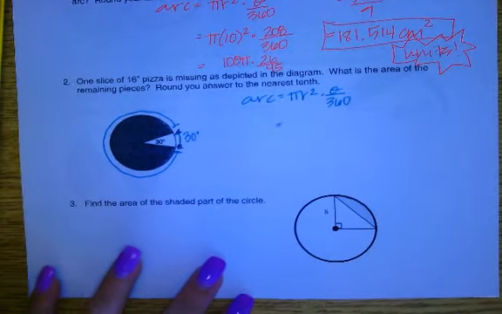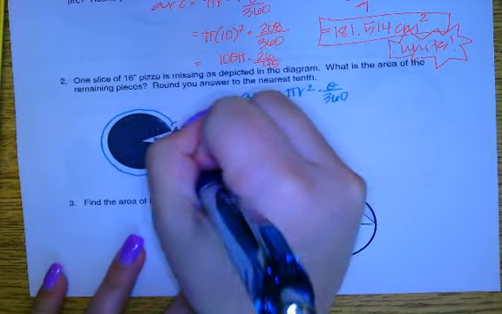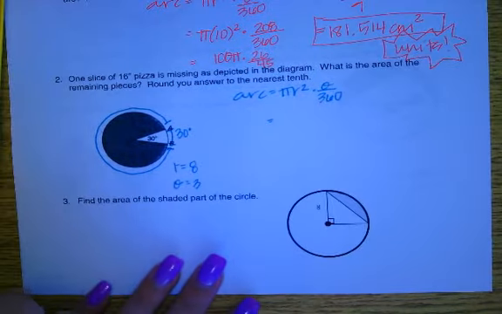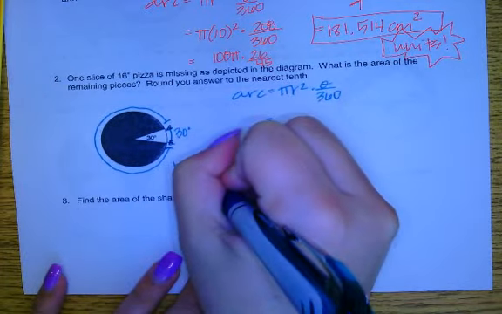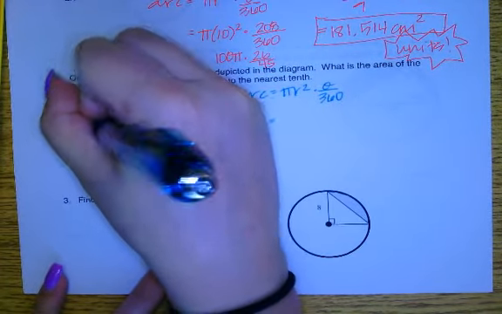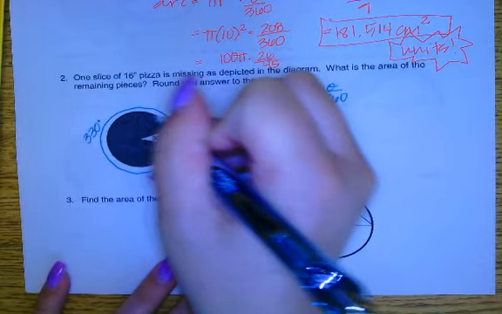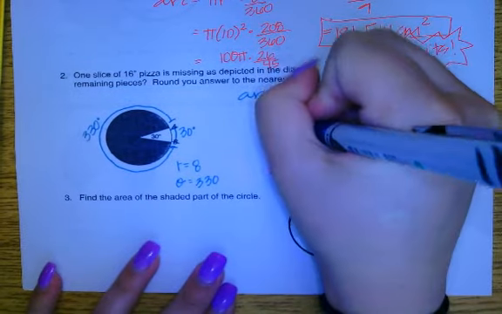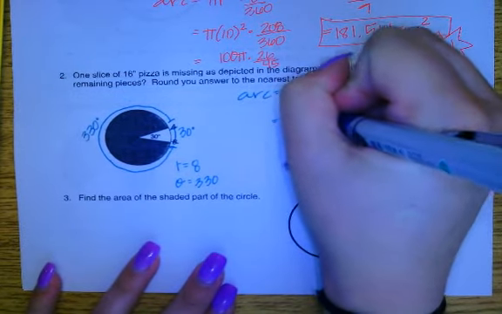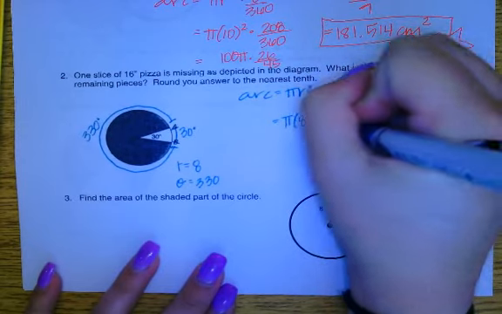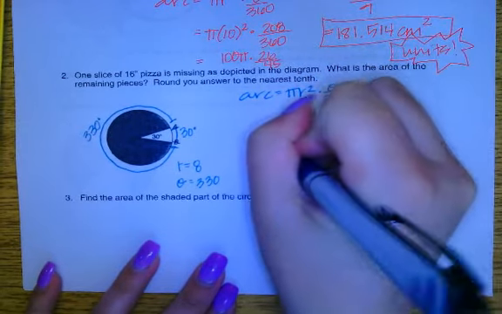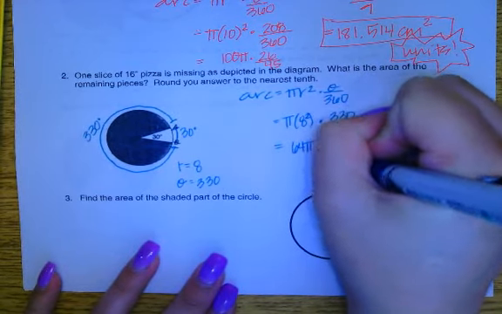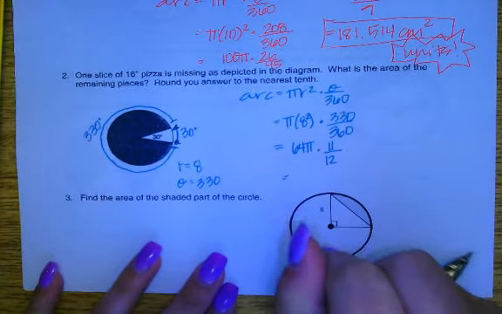Okay, what's your radius? 8. And what is your central angle? 330. Because you are looking at the darker portion, because what's remaining is the 330 degrees. Okay, so you have pi 8 squared times 330 over 360. What is 330 over 360 simplify to? 11 over 12. When you multiply across, what does that simplify to?